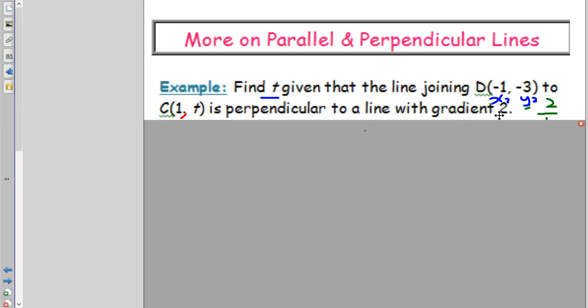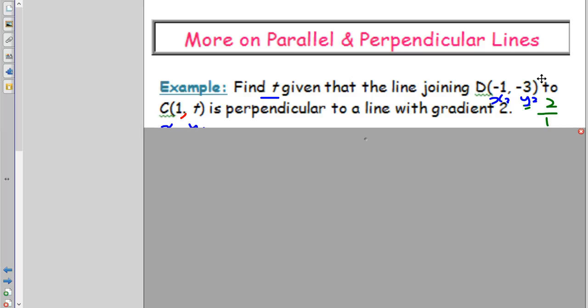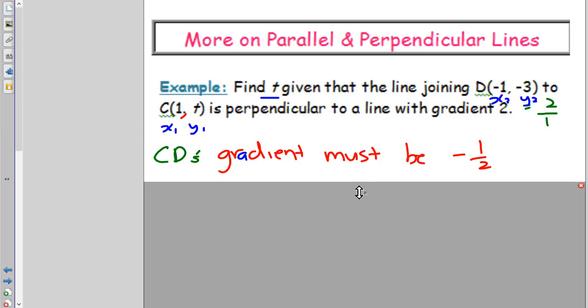So if the gradient of the other line is 2, we can express that as a fraction, 2 over 1. What would be the negative reciprocal of that? Have a think. That's right, it would be negative 1/2. So the gradient of CD must be negative 1/2, which is the negative reciprocal of 2. Remember, negative reciprocal, you express this as a fraction if it's not already, and then you flip it. So you flip it and you change the sign. So we're told, therefore, that the gradient of this and this must be negative 1/2.